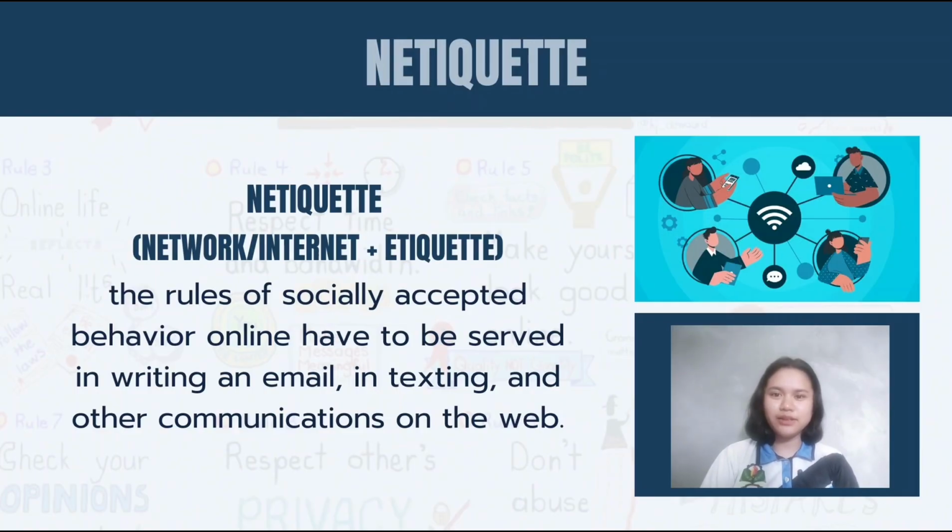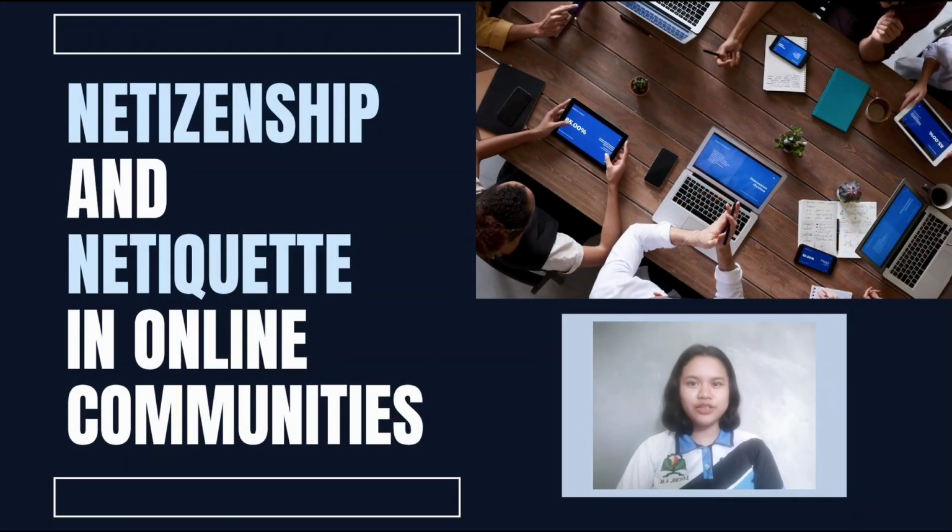Whether we're writing emails, texting, or posting on social media, let's always remember to practice good netiquette and be positive digital citizens. As responsible netizens, we support healthy online interactions. You also follow online rules by being respectful, thinking before you share, and helping create a positive digital environment. To summarize, netizenship is the responsibility of being a good and active citizen in the online community, while netiquette refers to the rules and manners that guide respectful and appropriate behavior on the internet.